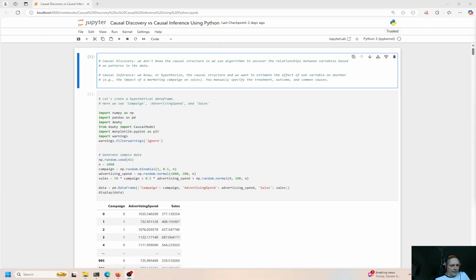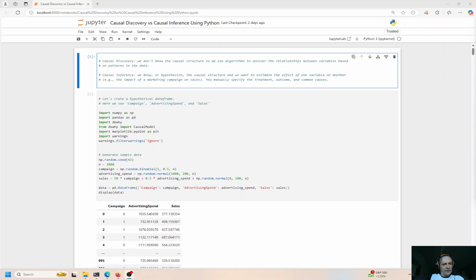All right, everybody. Today's meeting, I want to discuss two concepts. These are the topics of causation. One concept is causal discovery, and the other is causal inference. Causal discovery is when we try to understand if there is actually some type of causal structure or some type of relationship between variables based on patterns that we see in the data.